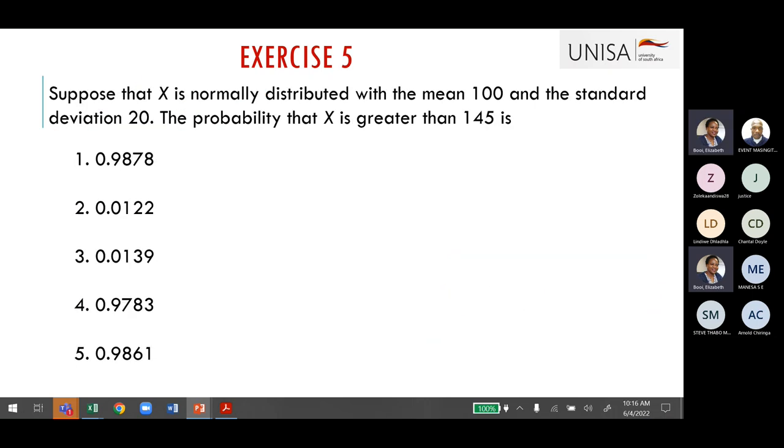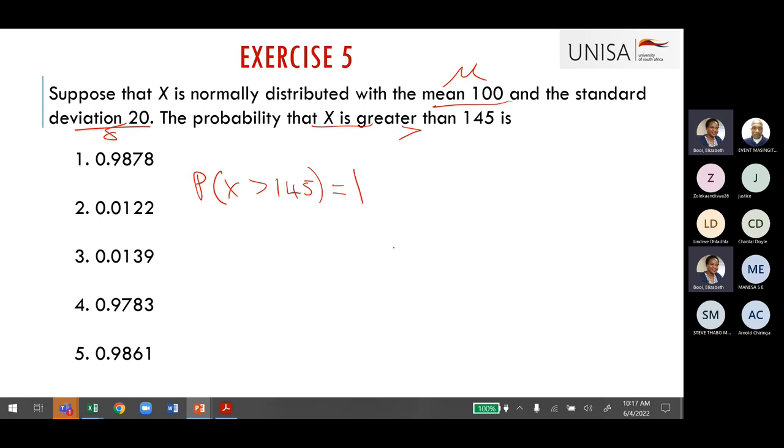So this is another question. Do I want to work through this? We've done more questions relating to probabilities that look like this, but let's look at this. Suppose X is normally distributed with the mean of 100 and the standard deviation of 20. The probability that X is greater than 145 is. So they have given you the mean, they have given you the standard deviation, they have given you your X of greater than.